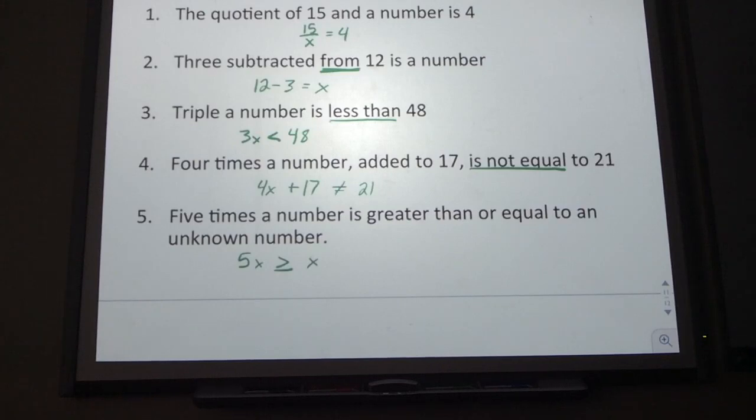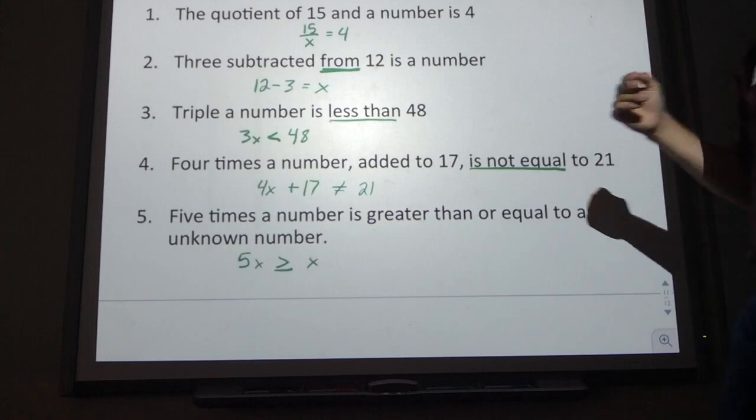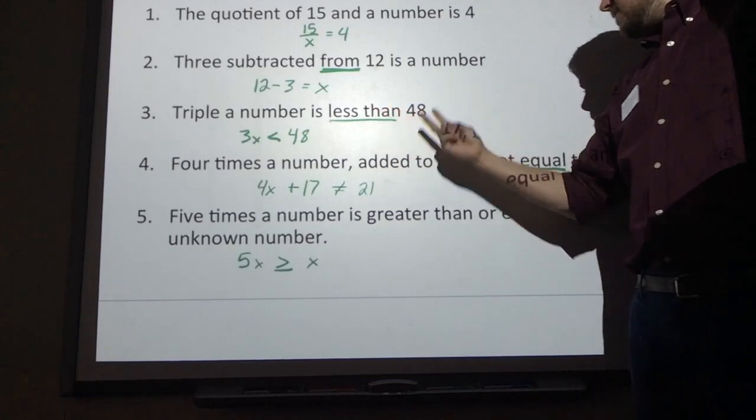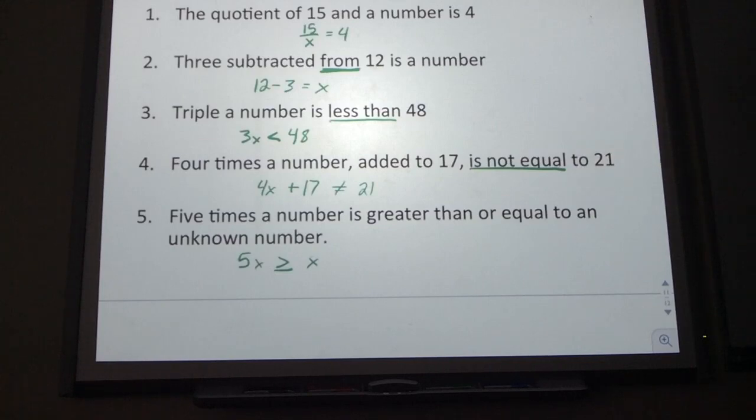On number 3, wouldn't you have to use less than or equal to, because there is a letter in there, or a variable? No, just because of what it says. If it said less than or equal to, then you would. So right now, you just write exactly what's there.